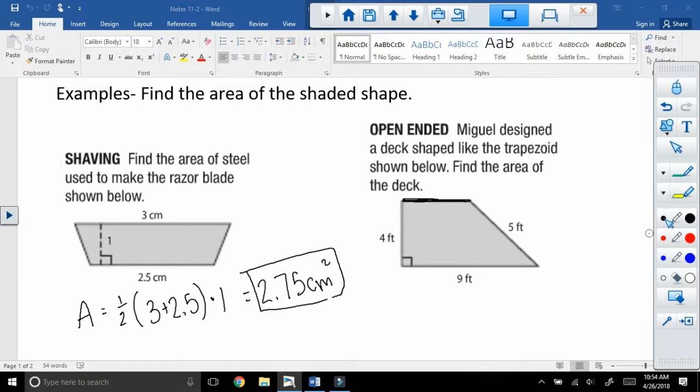So when I'm looking at this, we have some options as to how we want to do this. We could use the trapezoid formula, which is what I'm going to show you, but you could always break this down into two separate shapes, find the area of each part, and then add them together. Okay? Either way, though, I need to find this. Any ideas as to how I could do that?